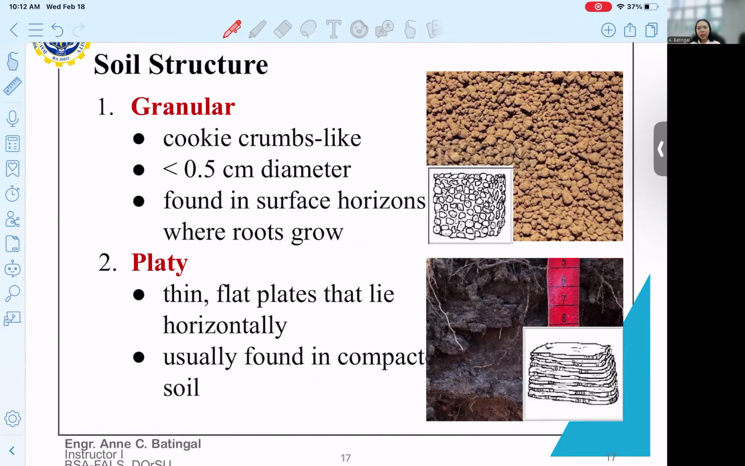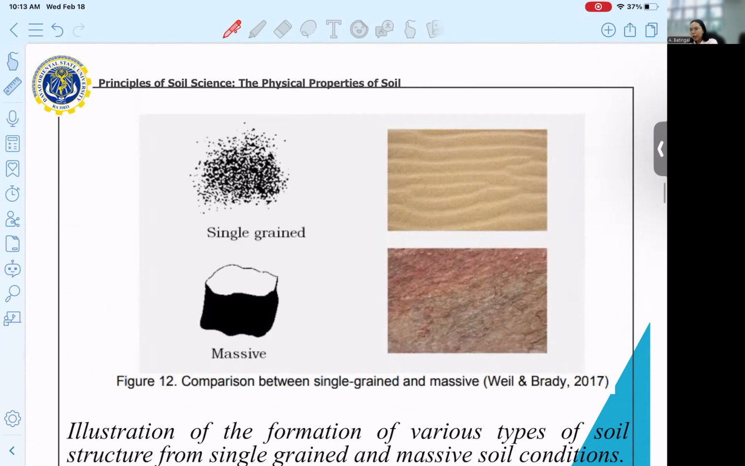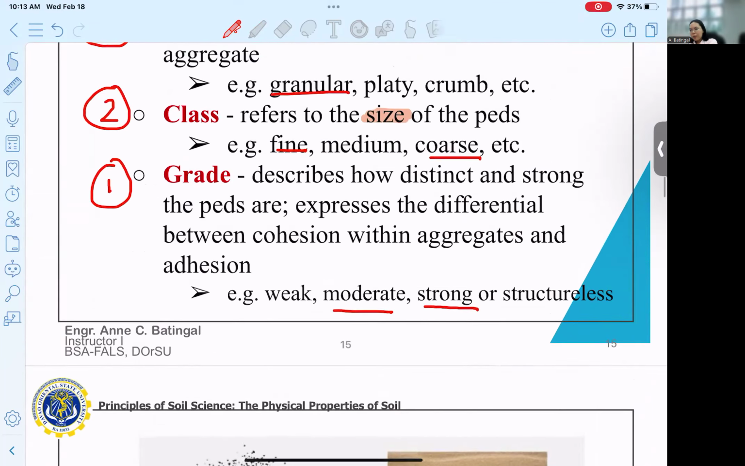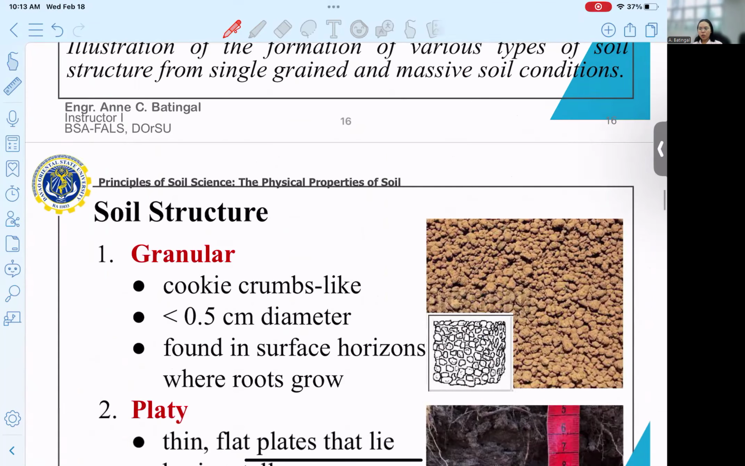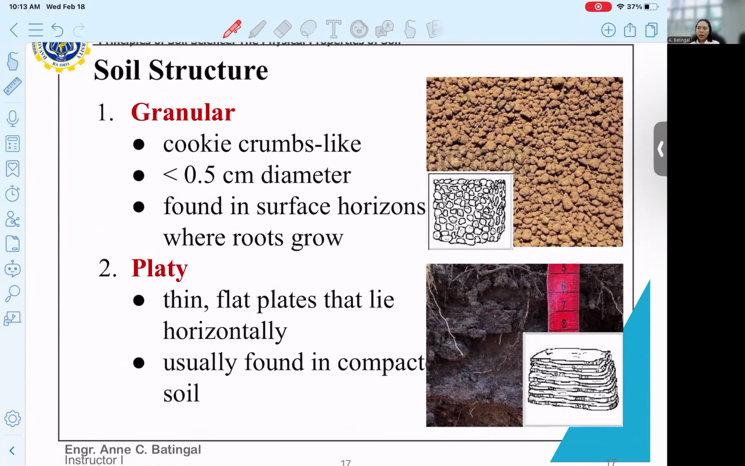Sa type niya, under ni siya sa type nga according to the shape sa imong soil structure. Kapag platy, ang itsura sa imong soil structure is it is characterized to be thin, flat plates that lie horizontally. So, they are common in your compacted soils and poorly drained areas. In platy soils kasi, water and air don't move well. So, this can make it hard for plants to grow and thrive.